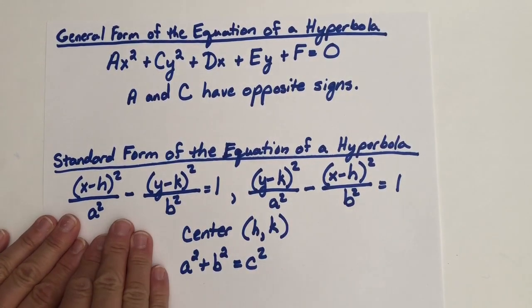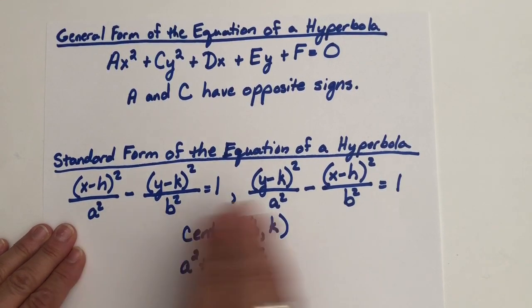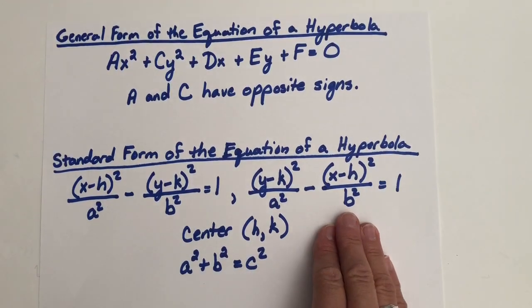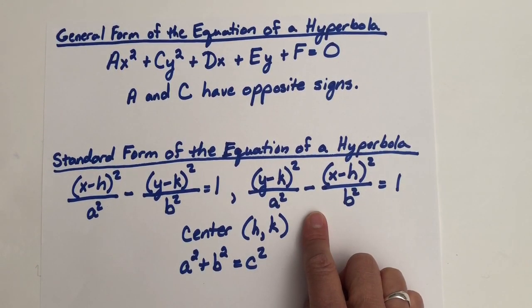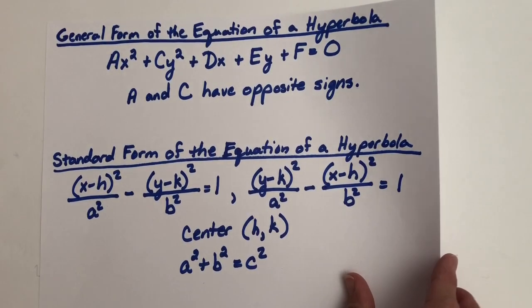When we have a standard form of a hyperbola that looks like this, we have a hyperbola that opens right and left. And when we have an equation that looks like this, the hyperbola opens up and down. So let's jump in and try a problem. So here's the one we're going to do.